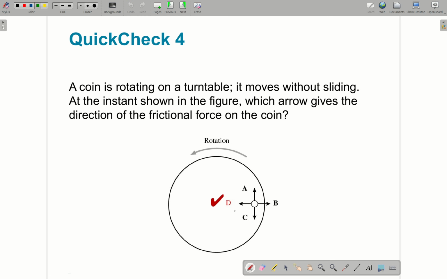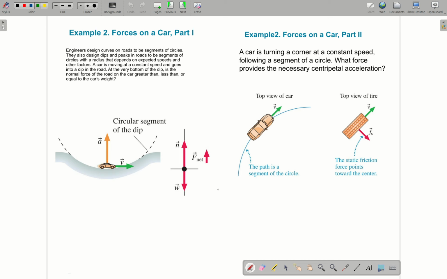All right, and towards the center. Two more questions here. One, engineers design curves on roads. We go along that curve. Sometimes we have dips along the roads we're going, right? They also design dips and peaks in the roads, the segments of circles with a radius that depends on the expected speed and other factors.